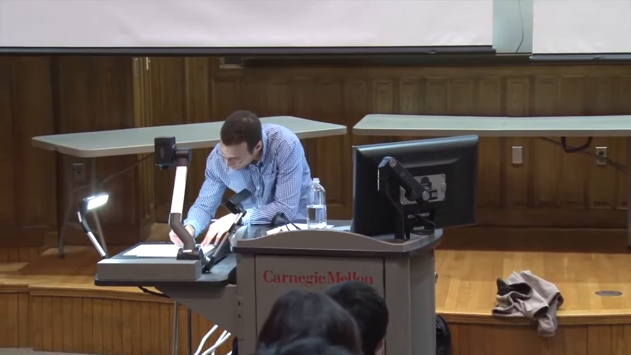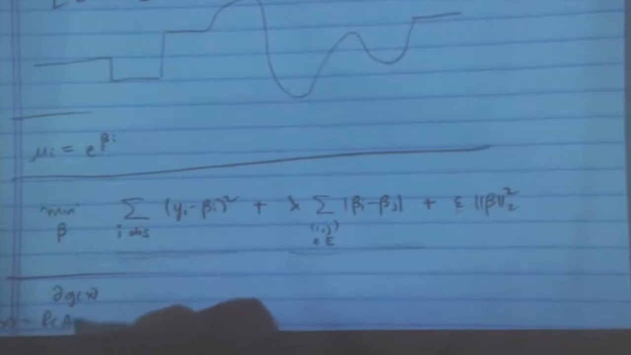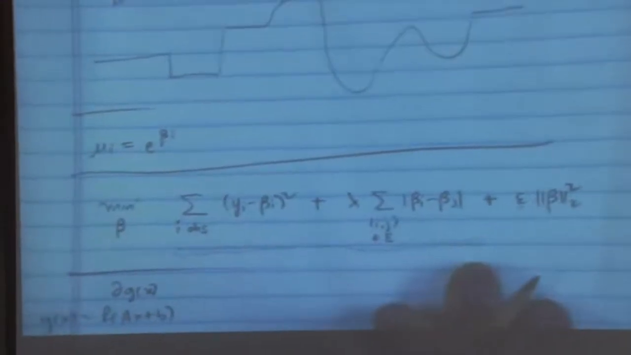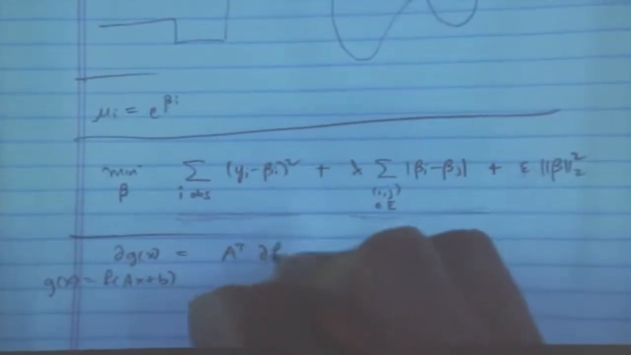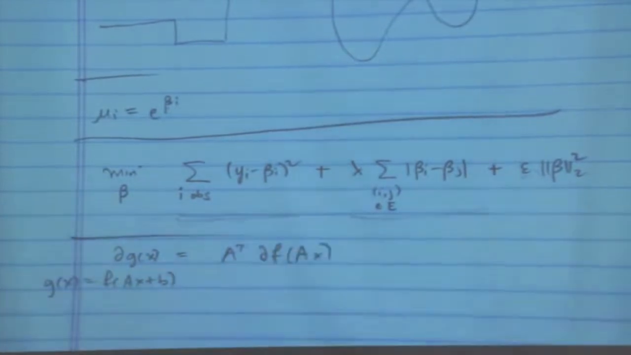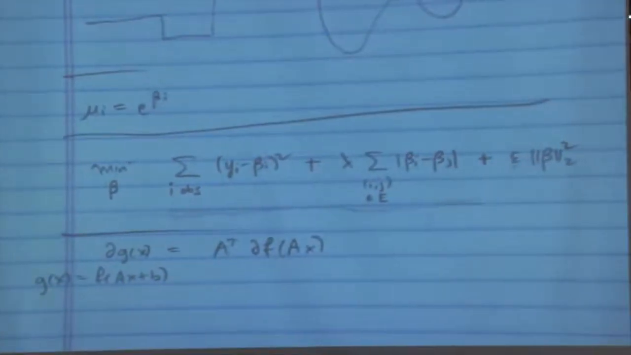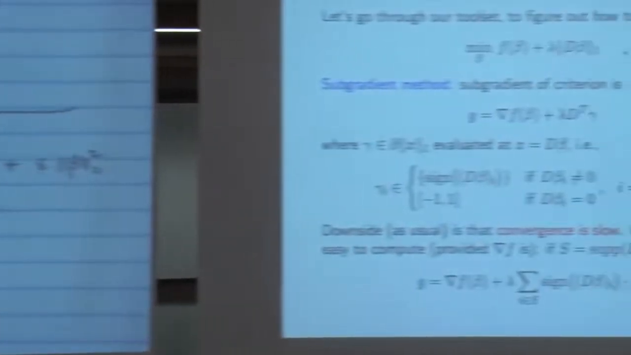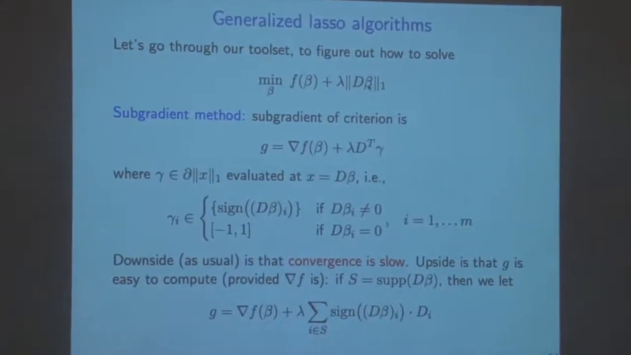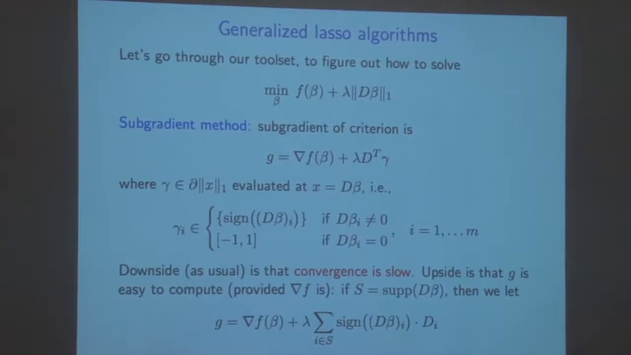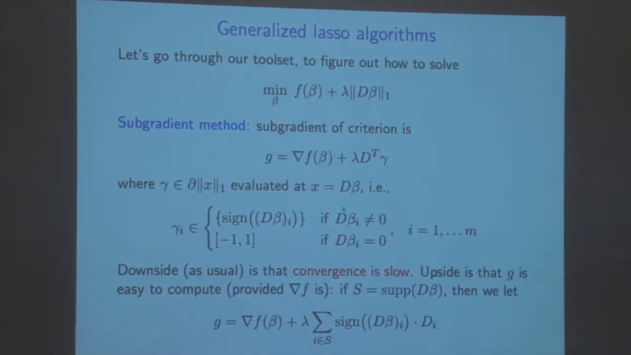And we know that if I take the subgradient of g of x, where g of x is equal to f of Ax plus b, then the subgradient of g of x is given by taking A transpose times subgradients of f evaluated at Ax. And so that's all I've done here. The lambda comes out, it just multiplies everything. The subgradients of this are D transpose times gamma, where gamma is a subgradient of the L1 norm evaluated at D beta. So all I do for gamma is scan through the components of D times beta.